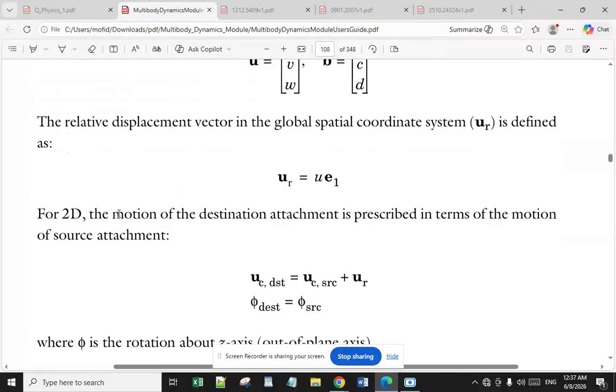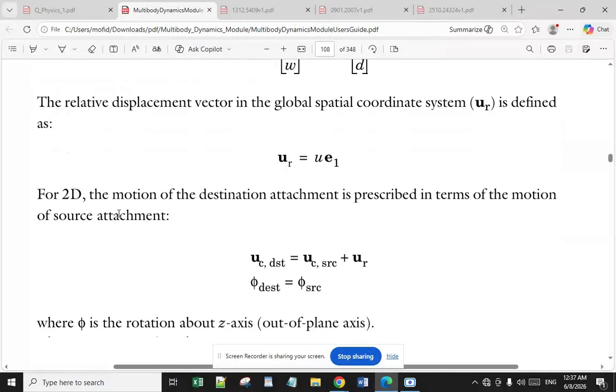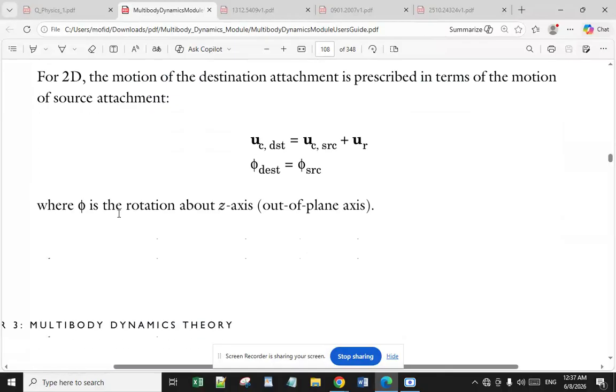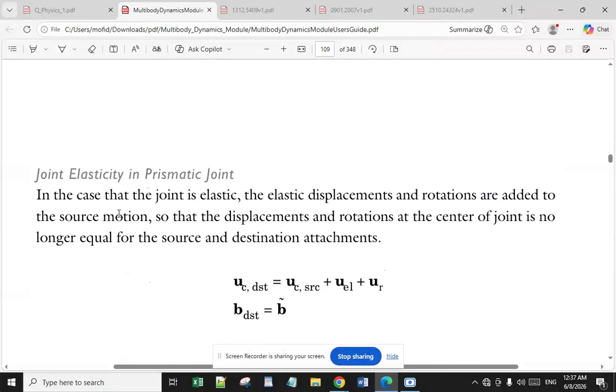For two dimensions, the motion of the destination attachment is prescribed in terms of motion of source attachment such as UC destination is equal to UC source plus UR. Phi destination is equal to phi source, where phi is the rotation about the z-axis, the out of plane axis.